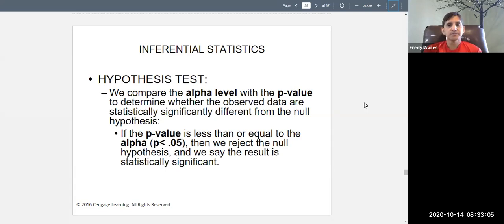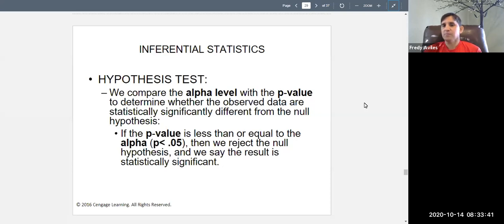The p-value, just to tell you right off the bat, refers to your result. It's basically the probability that your result, what you actually found, is due to error or chance. So we compare the alpha level with the p-value to determine whether the observed data are statistically significant from the null hypothesis. If the p-value is less than or equal to the alpha level, that means we reject the null hypothesis, and we say the result is statistically significant.